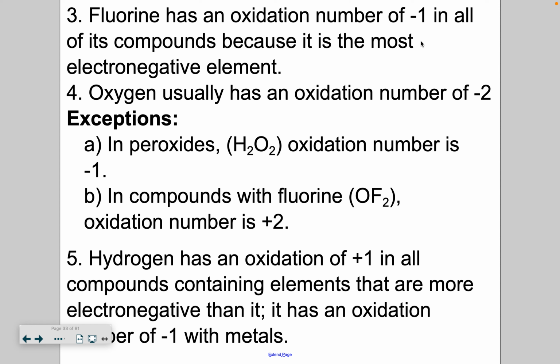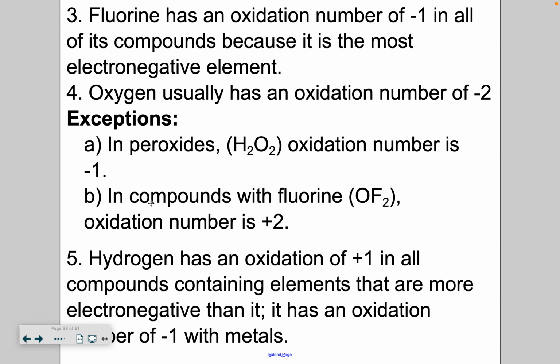Oxygen, okay, rule number 4, has an oxidation number of -2 except when it's in peroxides, okay? So a peroxide, we'll just say this is X. If it's X2O2, that is a peroxide. So it could be H2O2, could be Na2O2, but it's 2 and 2. That's a peroxide. So now the oxidation number of oxygen is -1.